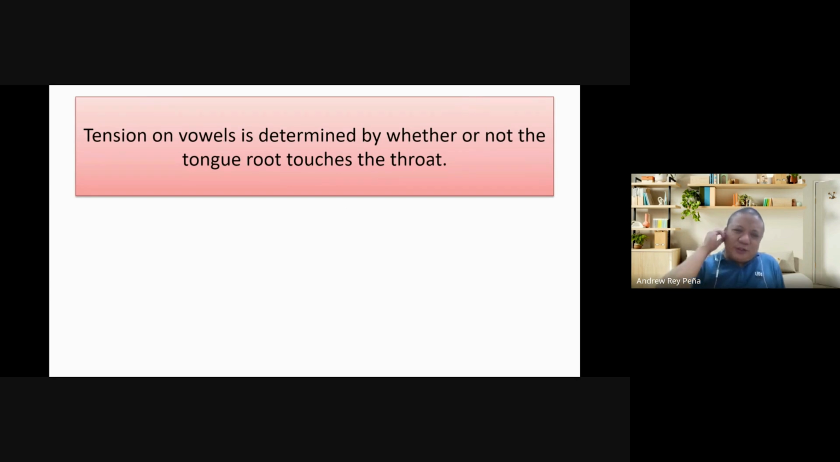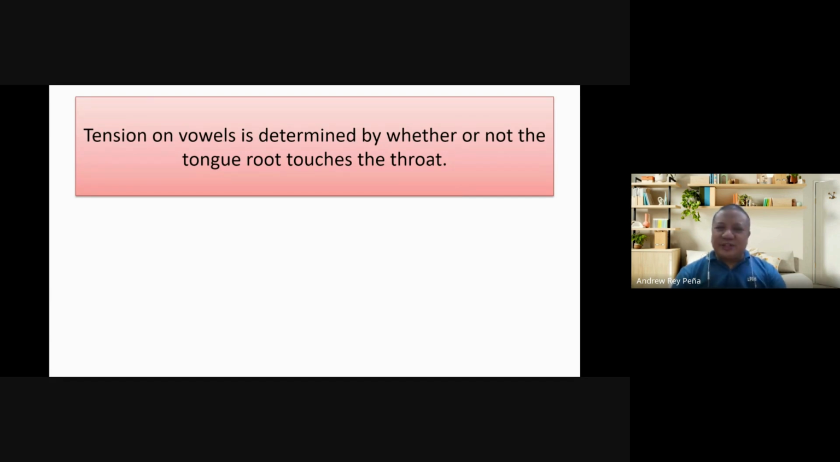Tension on vowels is determined by whether or not the tongue root touches the throat. That's how we know tension, whether or not the tongue root touches the throat.